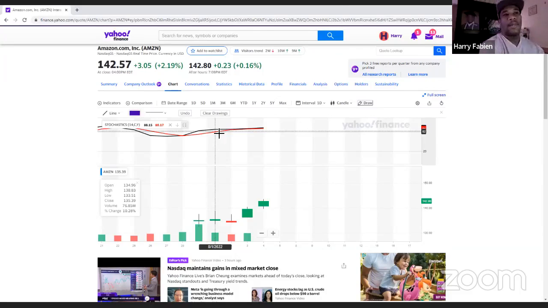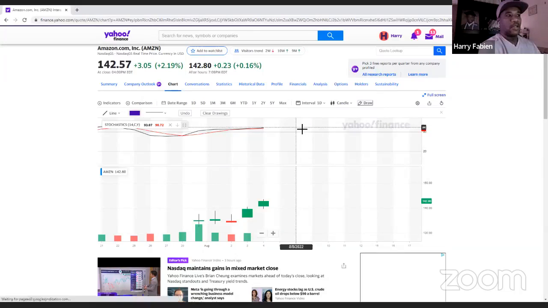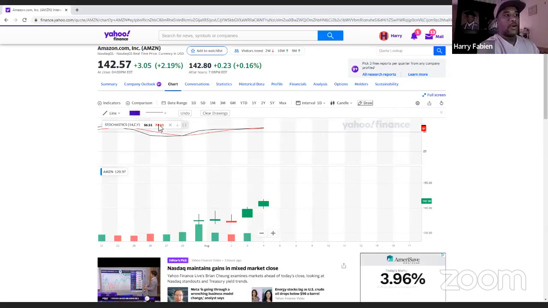So what happened now to Amazon? It's overbought. Because now, you see, it's over 80. If you put your mouse on this line and leave it there, look at this number here, in the left corner. I'm going to put my mouse there and you're going to tell me what number it is. Yeah, you see? That means 90.74 is red. That means a signal to sell.